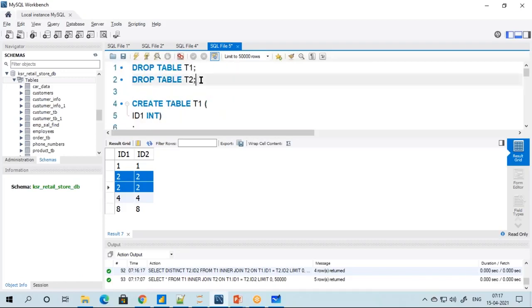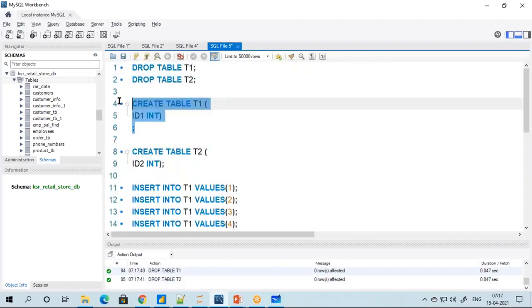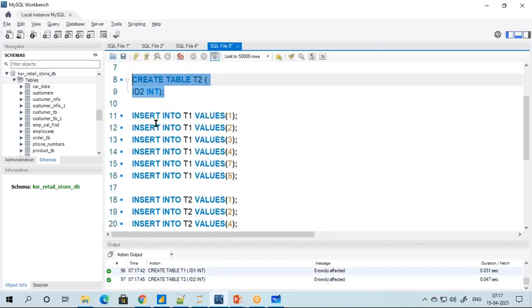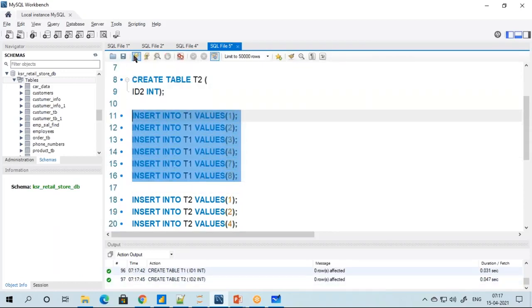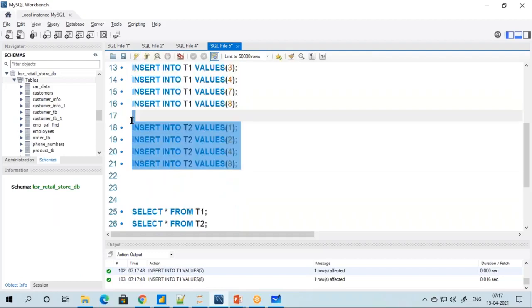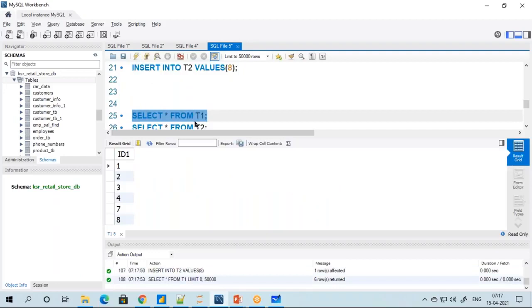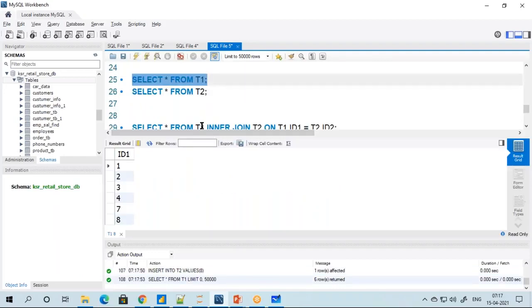Okay, all these are interview questions. They will create a table on the fly, or maybe they will show it in an Excel. They will ask you to write code for inner join, or maybe they will ask you what is the number of records you will get. Okay, so now you tell me.